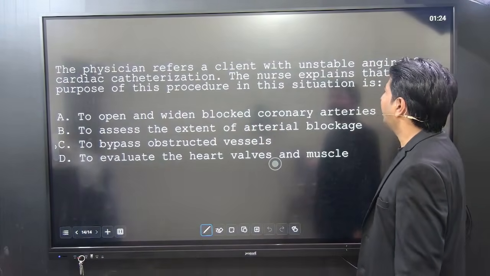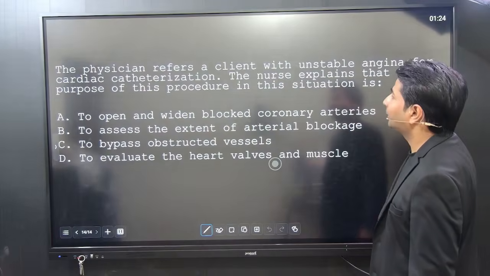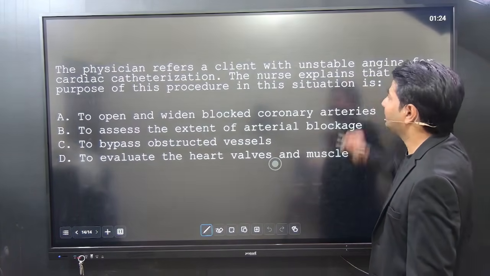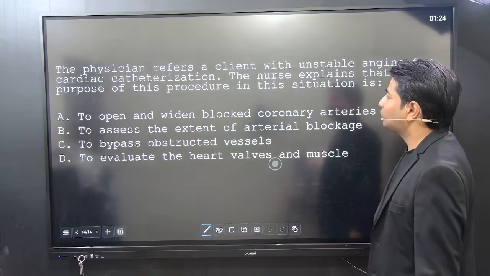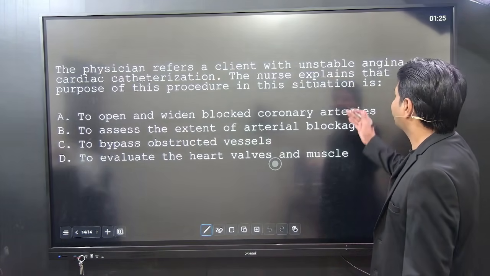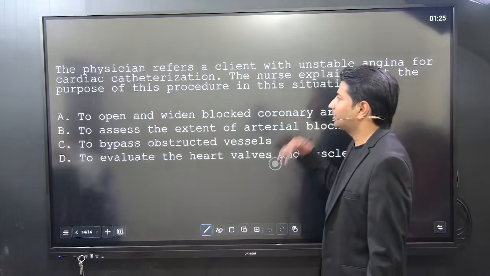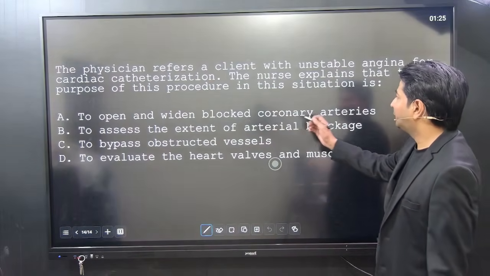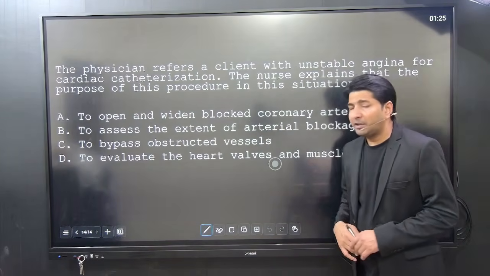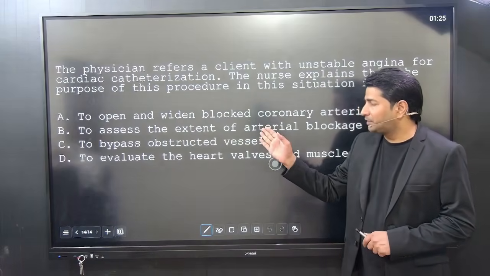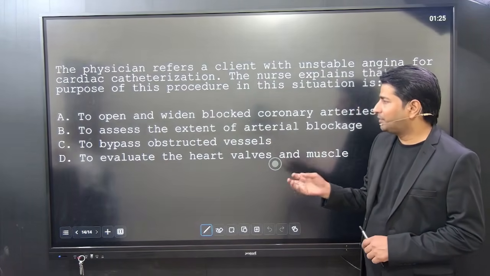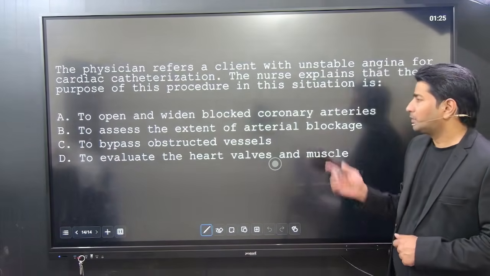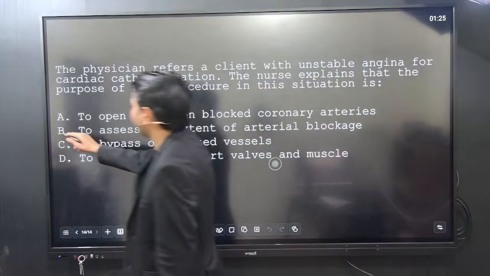The physician refers a client with unstable angina for cardiac catheterization. This means the patient is undergoing cardiac catheterization for their unstable angina. The nurse explains that the purpose of this procedure is to... What is the purpose of cardiac catheterization in the context of unstable angina? To open and widen blocked coronary arteries. In a cardiac catheterization, we insert a catheter into the patient and then visualize the coronary artery to see the extent of the blockage. So this means the answer here is B.